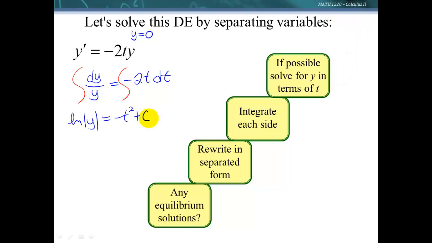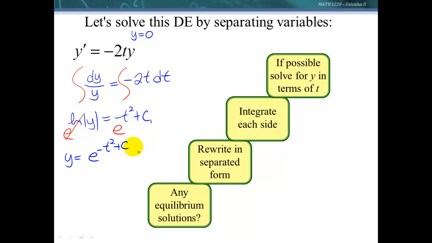Next step, if possible, we want to solve for y in terms of t, and we actually can do that here. We can exponentiate both sides so that we can get rid of this natural log, and then we would have y equals e to the negative t squared plus c.